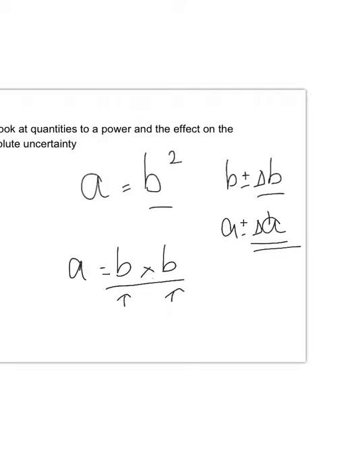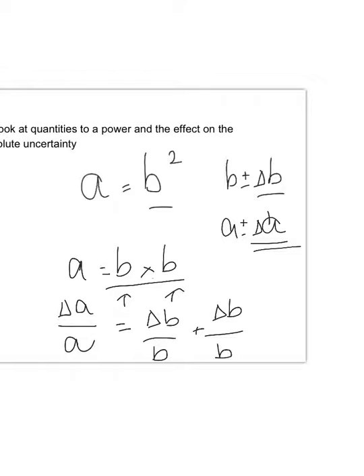Hopefully you know this. The rule for absolute uncertainties when you're multiplying is that the fractional uncertainty in A would be equal to the fractional uncertainty in B plus the fractional uncertainty in B again. So in effect all we're doing is multiplying the fractional uncertainty in B by 2, which happens to be the power.